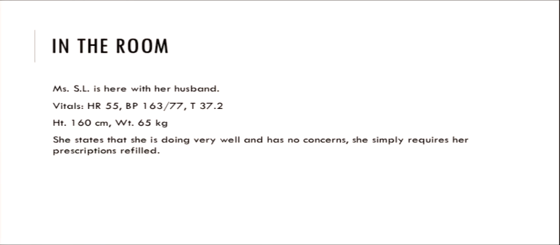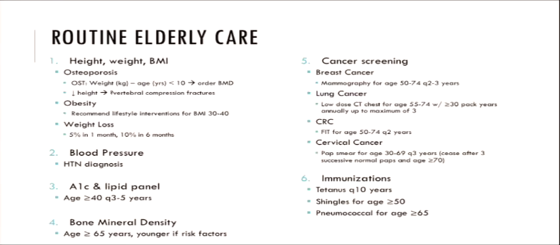And her temp is 37.2. Remember, temperature isn't that helpful. So if you're seeing this person in the emergency department and they were sick and it was 37.2, that's not reassuring. That's sort of in the range where you're like, I don't know what that means. I need more information. Okay, and then you always have to get the height and weight. She says that she's doing very well and has no concerns. She simply requires her prescriptions refilled. So that's great, right? So what would we do for that patient if that ends up being accurate? This is what we would do.